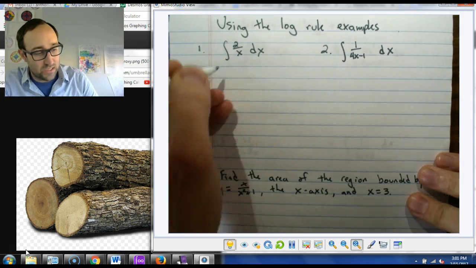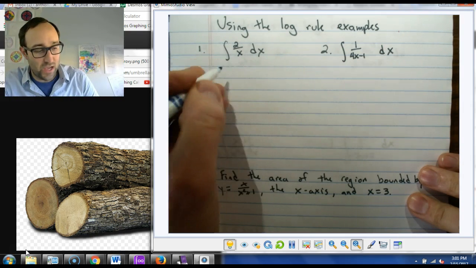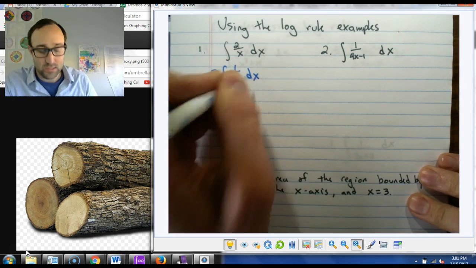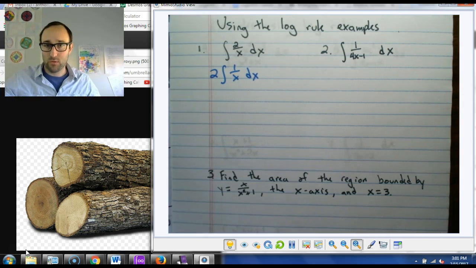So we can say this is going to be the same as the integral of 2 over x dx. Well, let's just write that as 2 times the integral of 1 over x dx. Right? There we go.